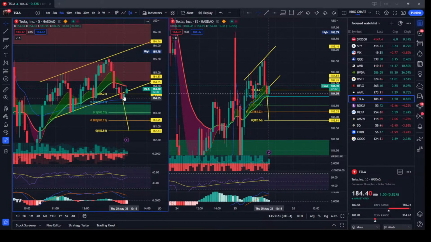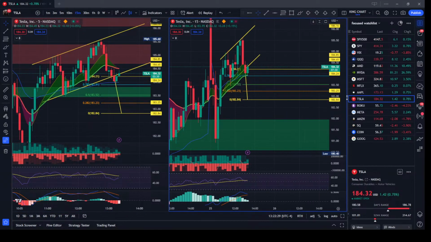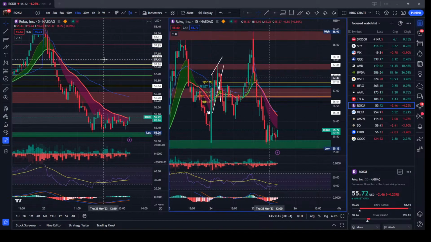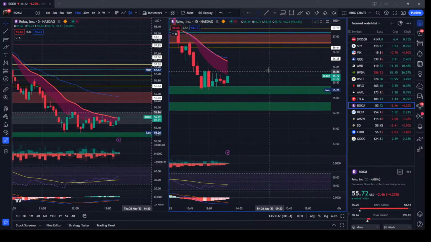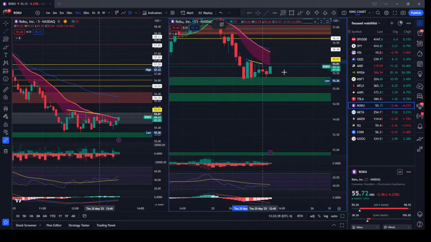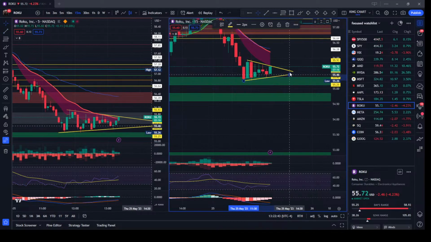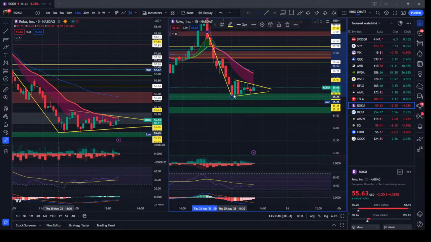See, look, false. That was a false breakout for Tesla. So good thing we stayed out of that one. Roku, what is it doing? Literally nothing. Actually looks like it's forming a bear flag there. Yeah, a little bit of a bear flag. Or sorry, a pennant. Bearish pennant to the downside.